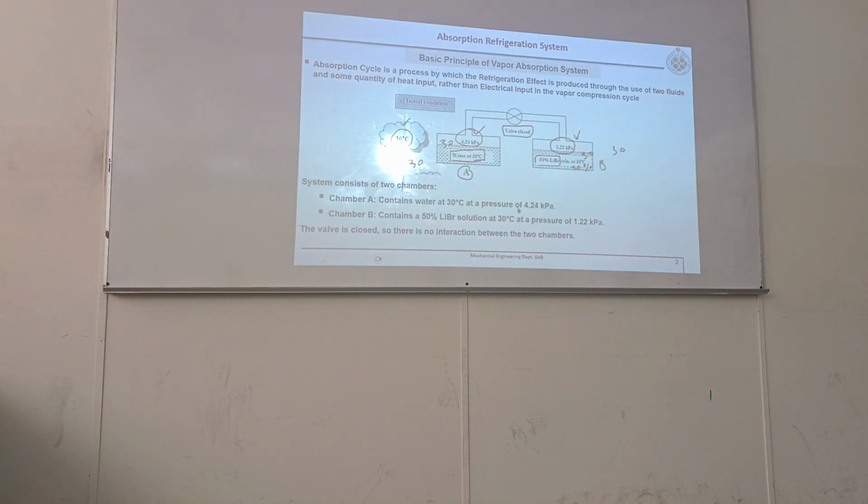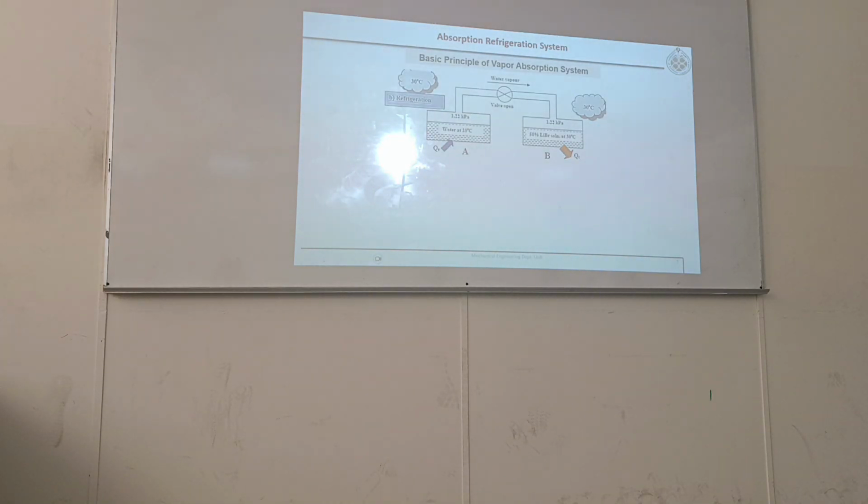That is explained here in 3 points. Chamber A contains water at this pressure. Chamber B contains 50% lithium bromide solution at 30 degrees Celsius, but at some lower pressure, 1.22 kilopascal. Valve is closed, so there is no interaction between two vessels. Now, if we open the valve, here pressure was 4.24, here it was 1.22 kilopascal. So what will happen when you open the valve?